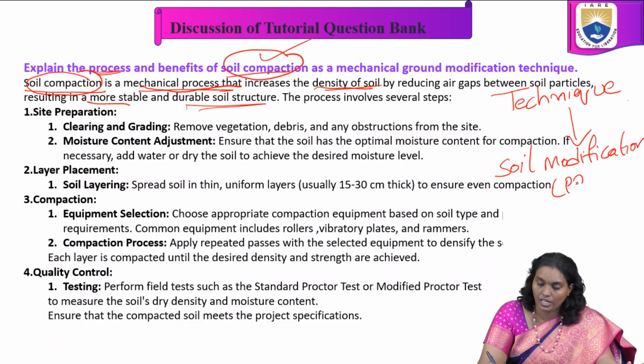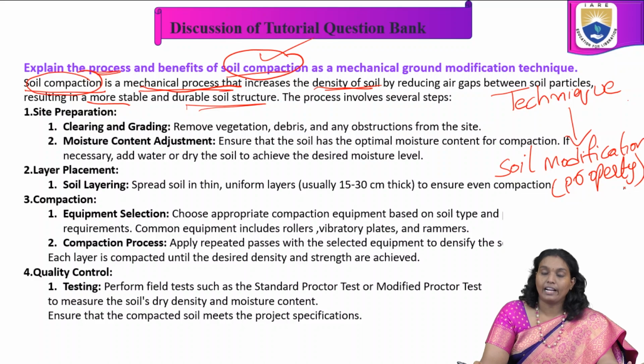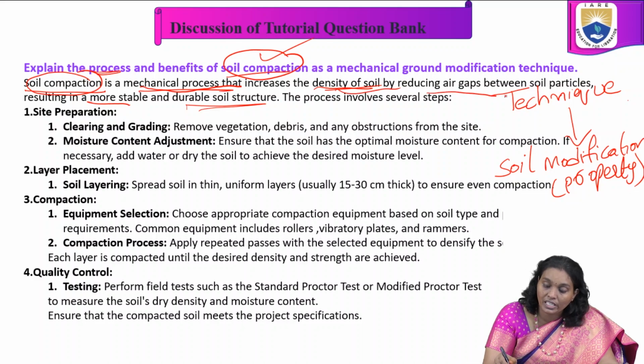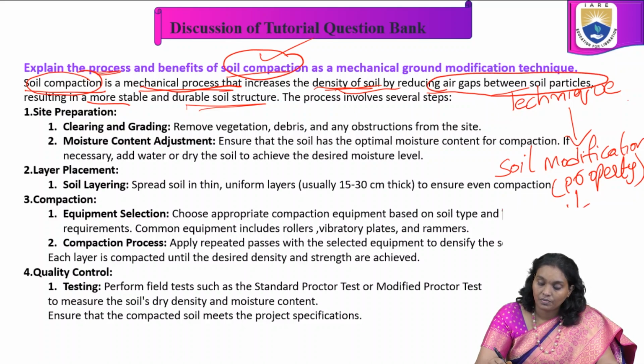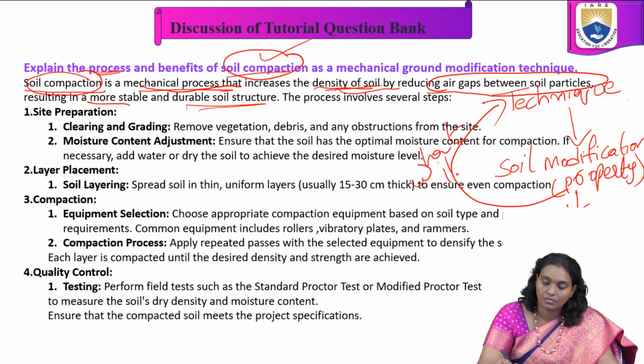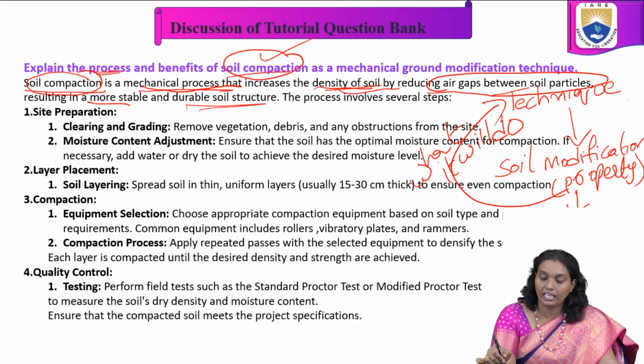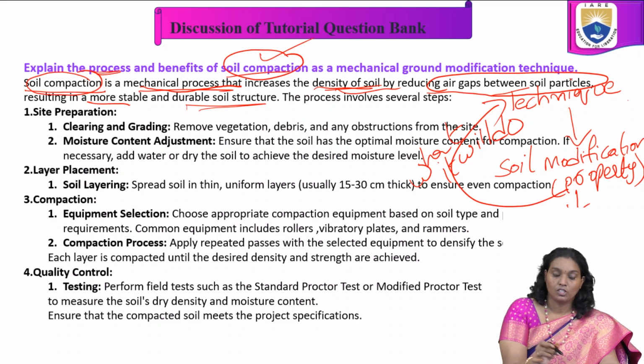Property, based on which type of property it is going to modify, and how it reduces the density of the soil by reducing air gaps between the soil particles. So what does this particular technique do? Here, soil compaction is a mechanical process.